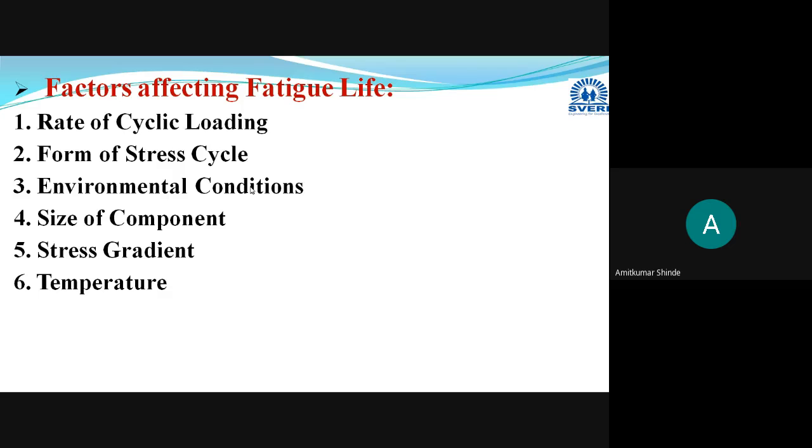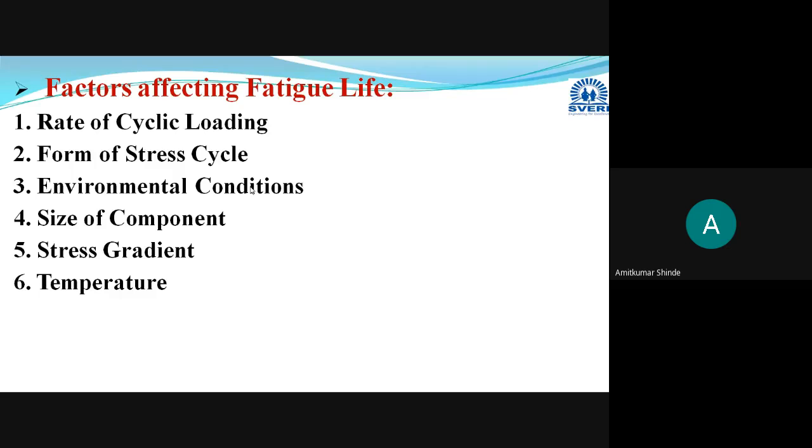Then the size of the component. If a particular component has similar microstructures and other properties, then a small-sized component and a large-sized component do not have any effect on the fatigue life. It will have the same fatigue life. Then the stress gradient. Whenever the stress gradient is more, it will decrease the fatigue life.